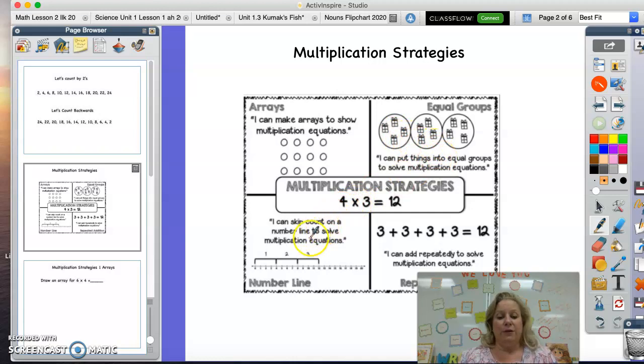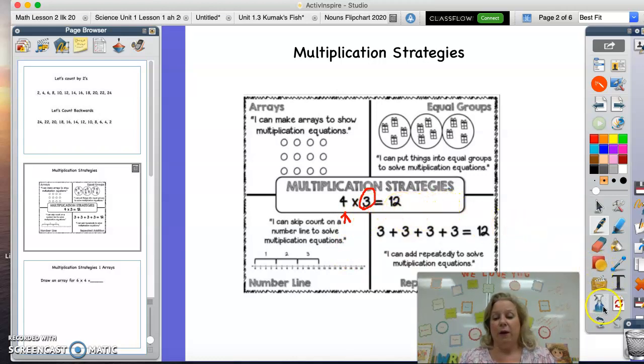Our third way to do it is to skip count. And what we can do is we can count by 4s 3 times. So 4 plus 4 is 8, plus another 4 is 12. So we're counting by 4 3 times, because here's our 3. Now can you do the other way around? Can you count by 4s 3 times? Yes, because we know you can change the order of your factors and still get the same product.